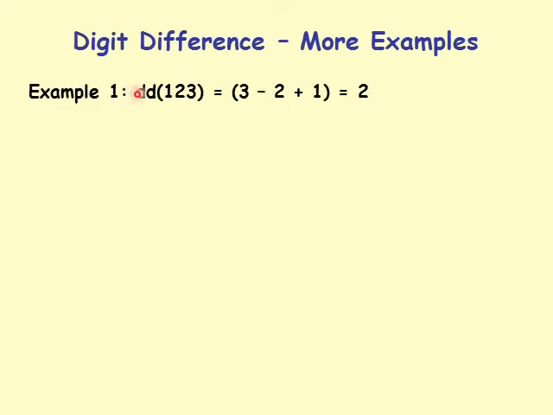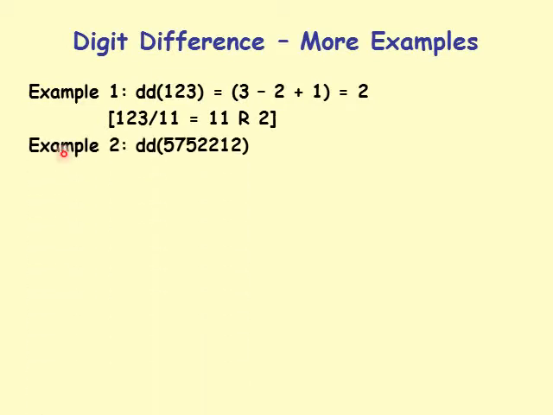Some more examples. Example 1: digit difference of 1, 2, 3. It is 3 plus 1 minus 2, which is 2. If you divide 123 by 11, it's 11 remainder 2. So the digit difference still matches the 2 in this example. It still verifies our assumption that the digit difference is equal to the remainder when the number is divided by 11.